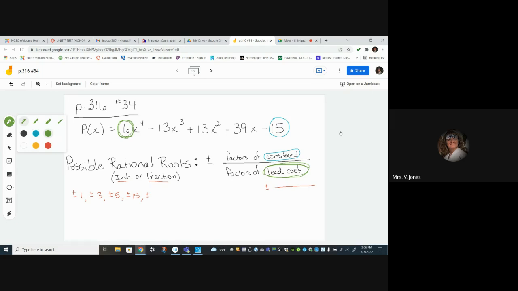When you're trying to find the factors of your constant, I put this in this little blue color. 15 is the constant. It has no variable with it. Those factors go on the top.